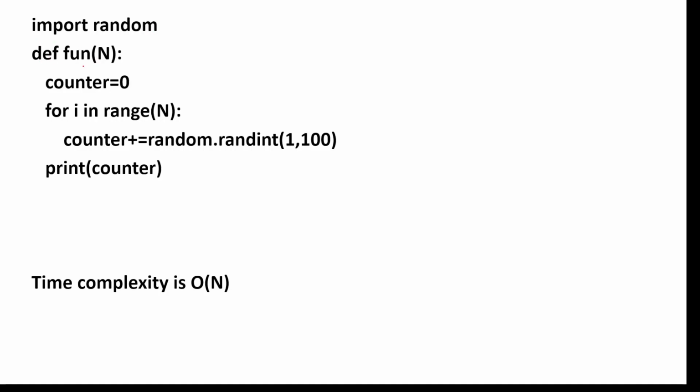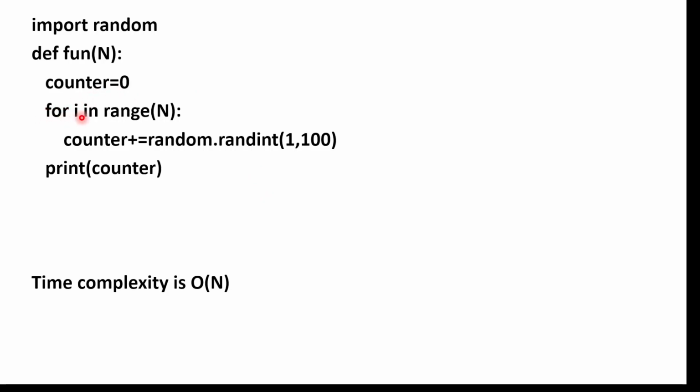We have a function called with argument n, that is the number of input values, or the input size. The input size is determined by the variable n. There is a variable counter which is equal to 0. Since it gets executed once, it is independent of the variable n. The time complexity of this will be constant, that is order of 1.